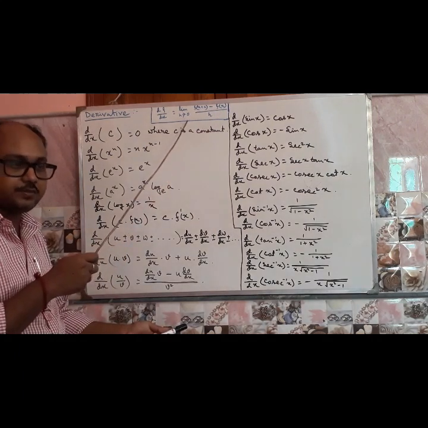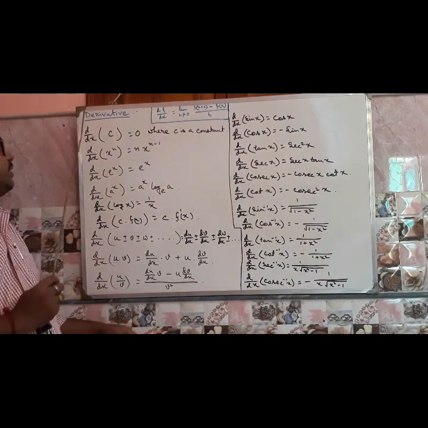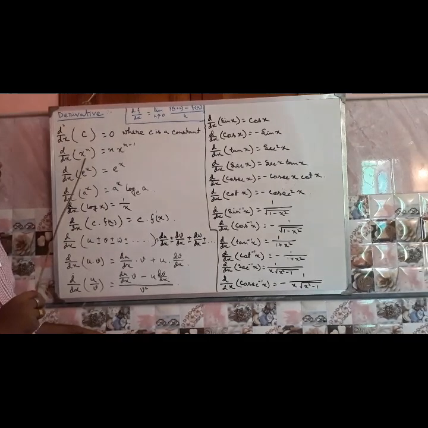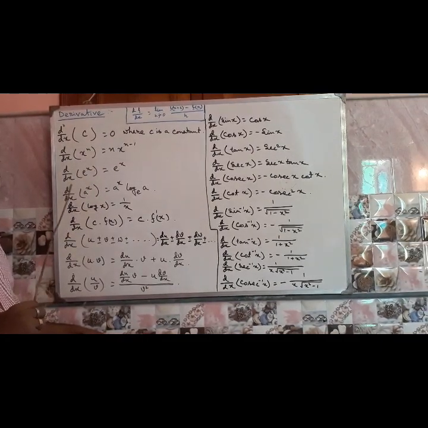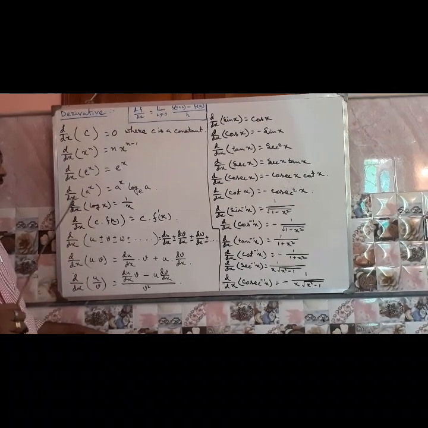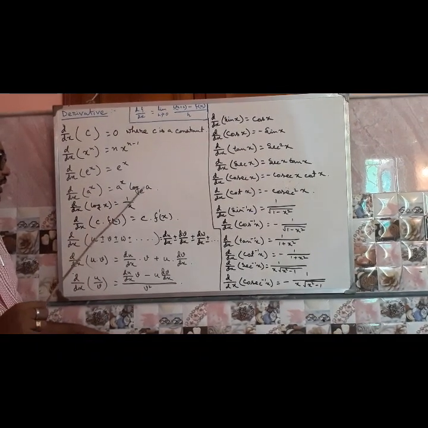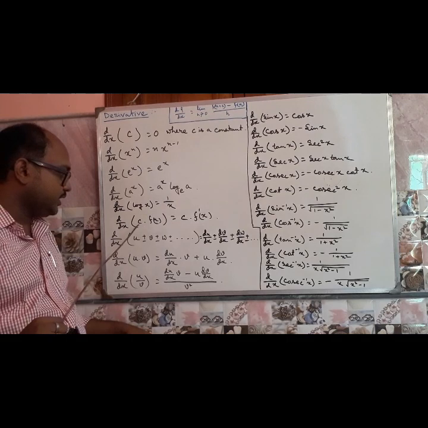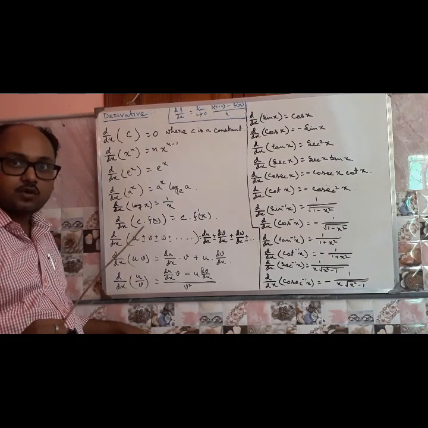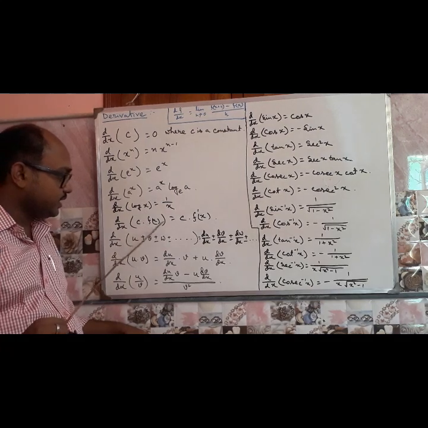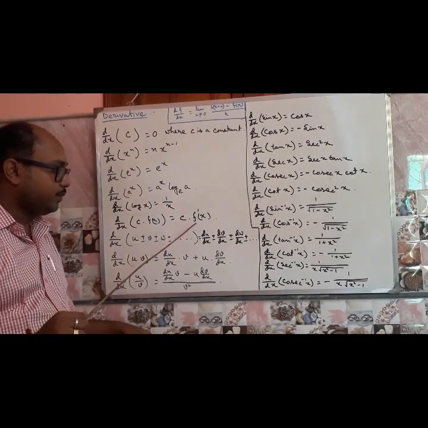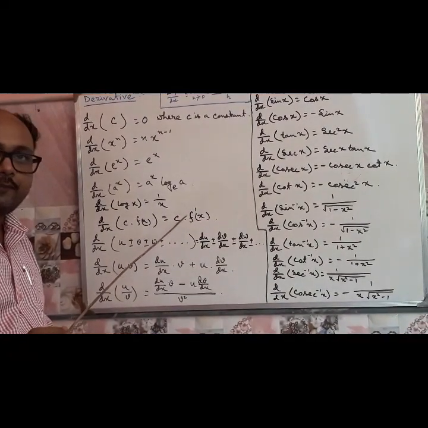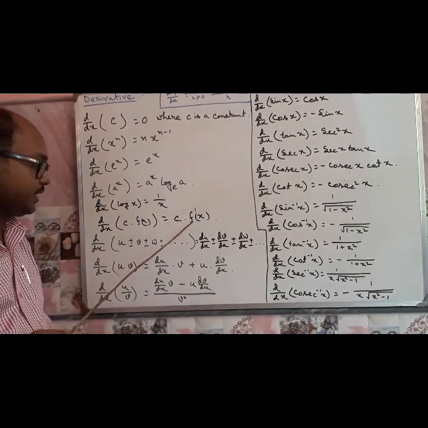With the help of this first principle, we can derive these formulas: derivative of any constant term is equal to 0, derivative of x to the power n is n into x to the power n minus 1, derivative of e to the power x is e to the power x, derivative of a to the power x is a to the power x log a to the base e, derivative of log x is 1 by x, derivative of c into any function, where c is the constant term, is c into the derivative of that particular function. Here f dash x denotes the first order derivative of the function f.